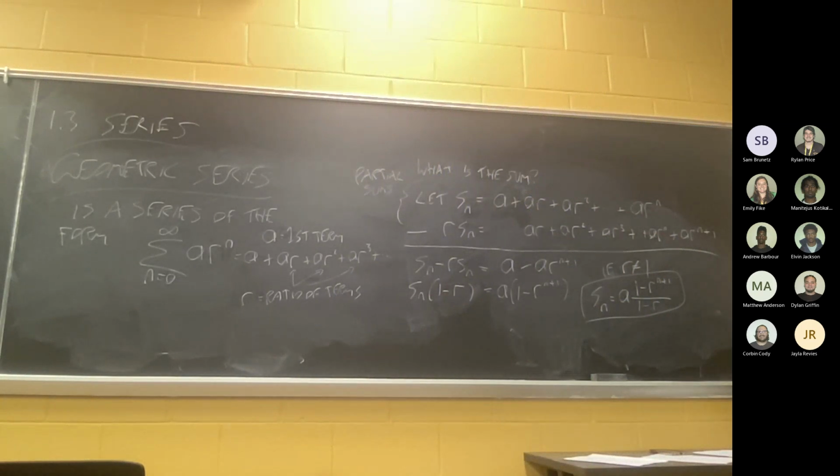So now this describes the sequence of partial sums, if R is not equal to 1. Otherwise it would be dividing by 0. Actually, I can fill that in. If R does equal 1, I'm just adding up A a whole bunch of times. So then it gets A times n plus 1.